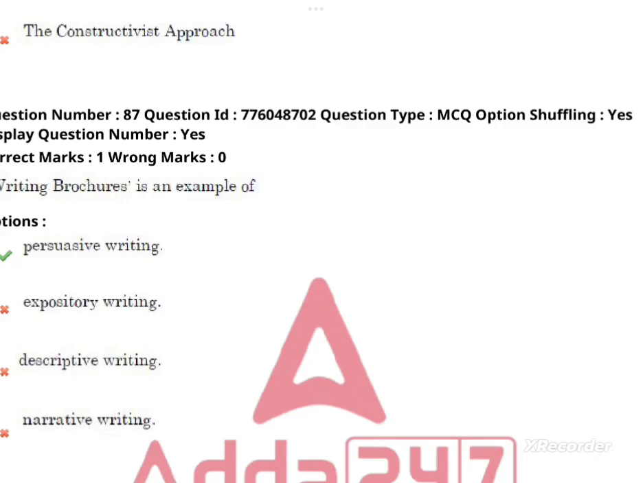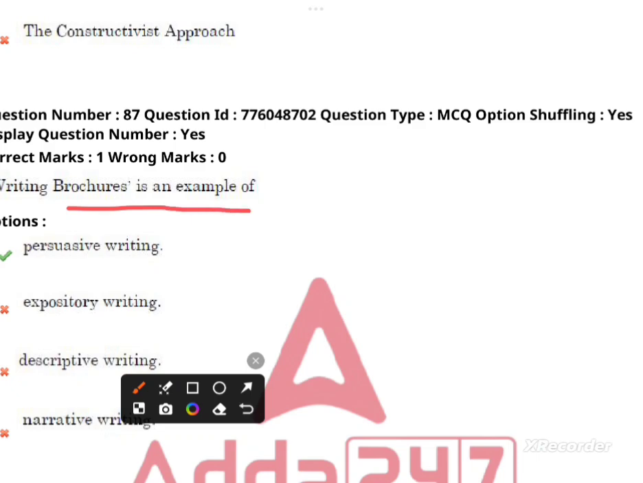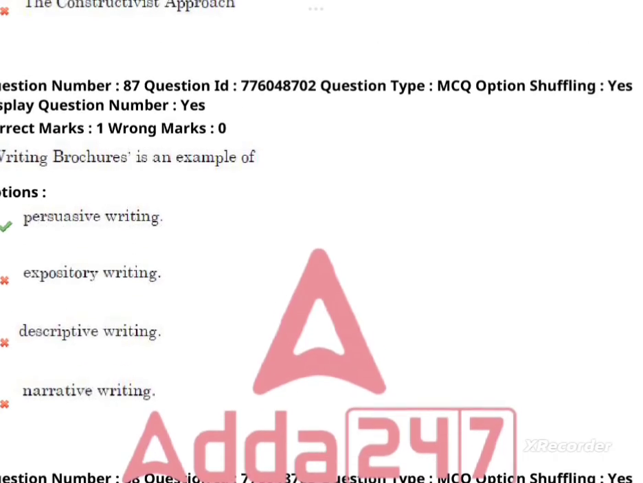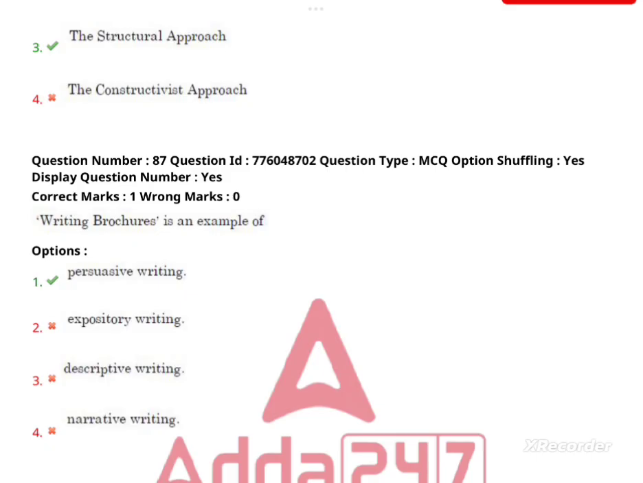Next question. Writing brochures is an example of persuasive writing, expository writing, descriptive writing, and narrative writing. Correct option is 1, persuasive writing. Writing brochures is an example of persuasive writing.